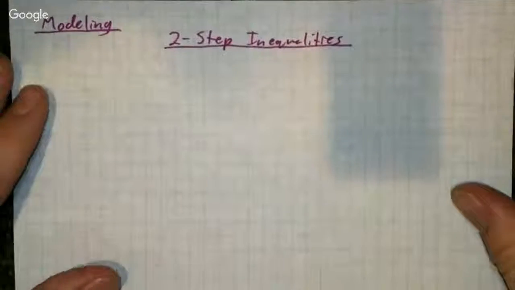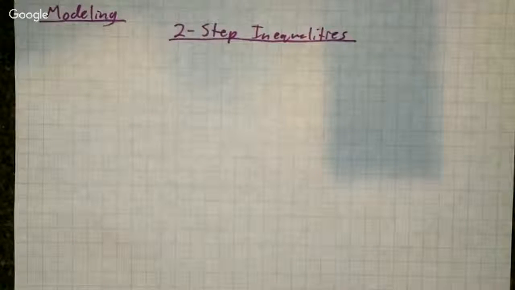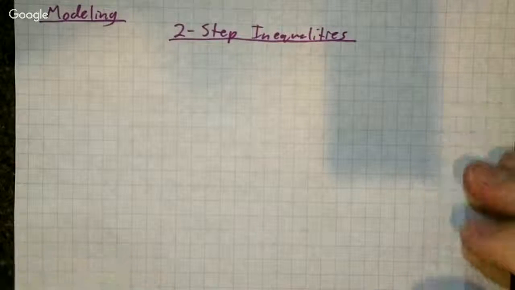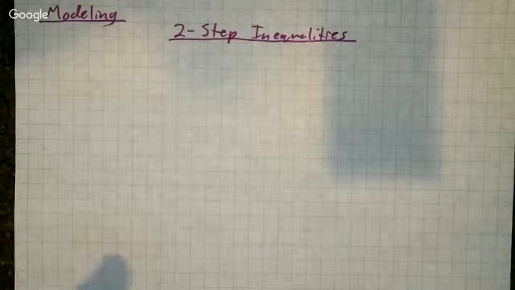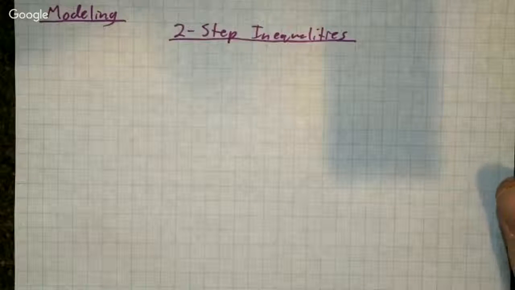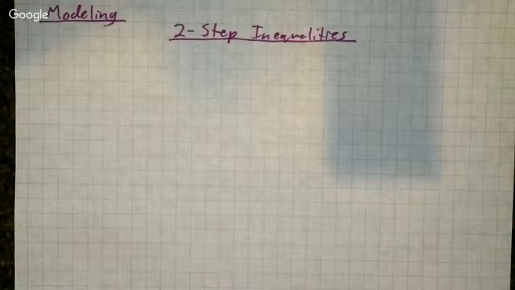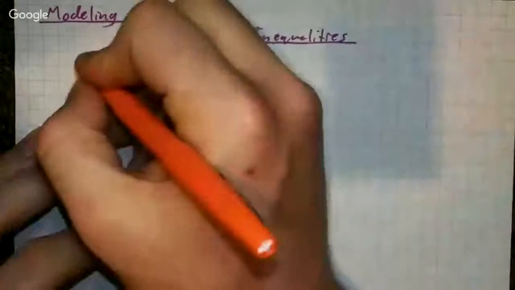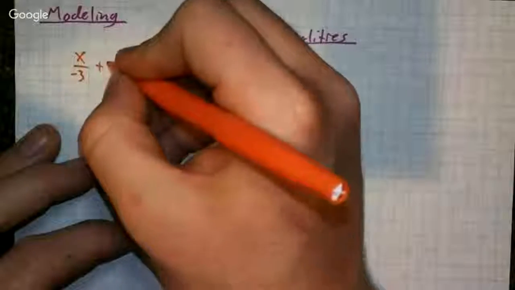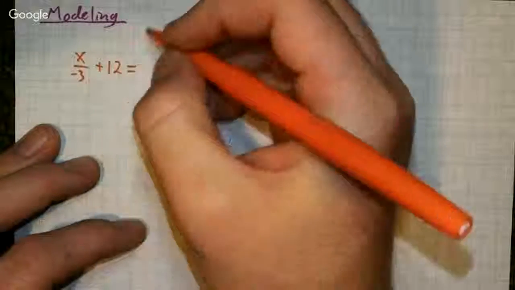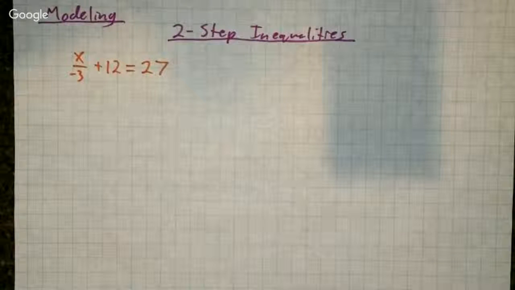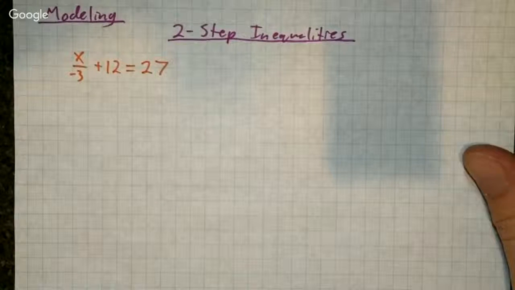So we know the only rule that changes. I'm going to do the same setup twice: one as an equation, one as an inequality, and we're going to see the difference. Over on this side, I'm going to say x over negative 3 plus 12 equals 27. Simple, easy. We've done this before.